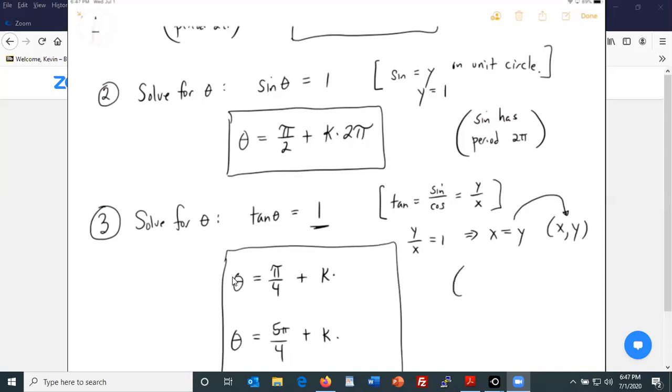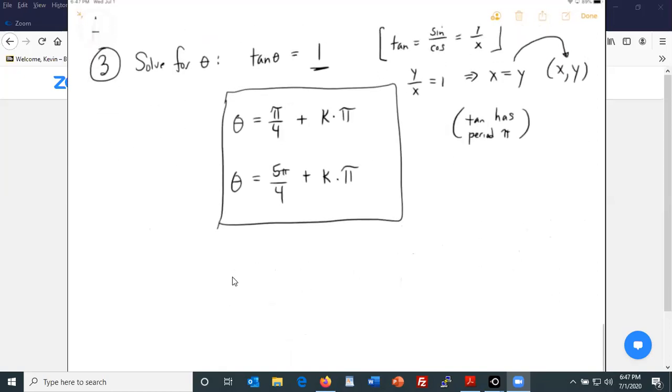All right, so you have to remember that tangent has period of pi. So it's k times pi, no 2 pi.